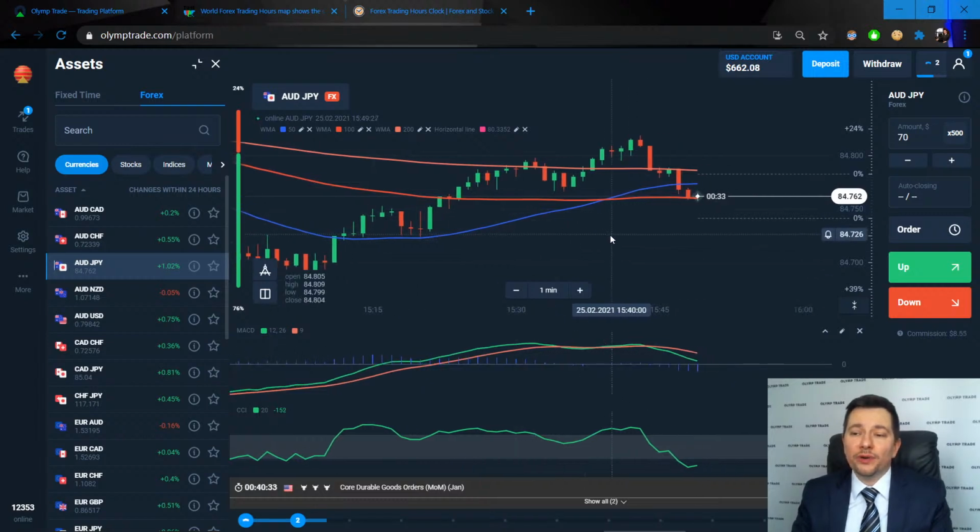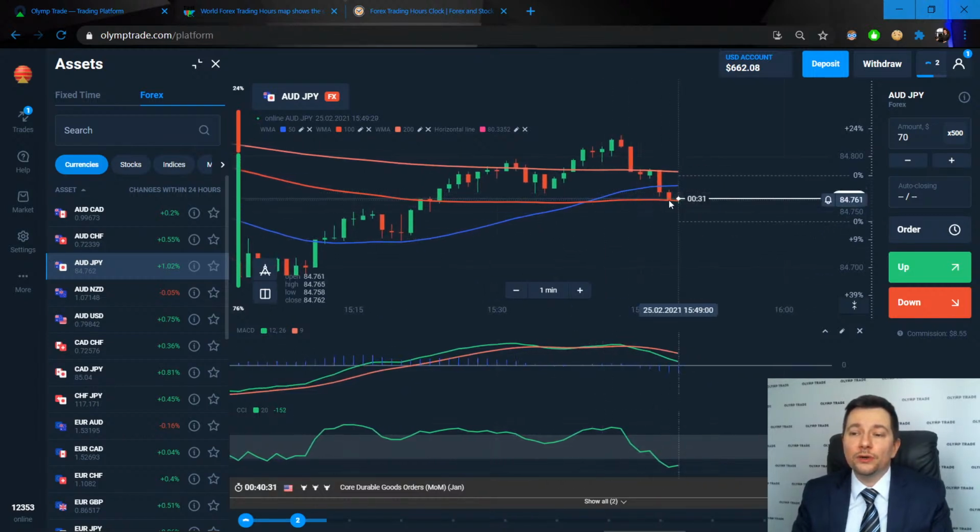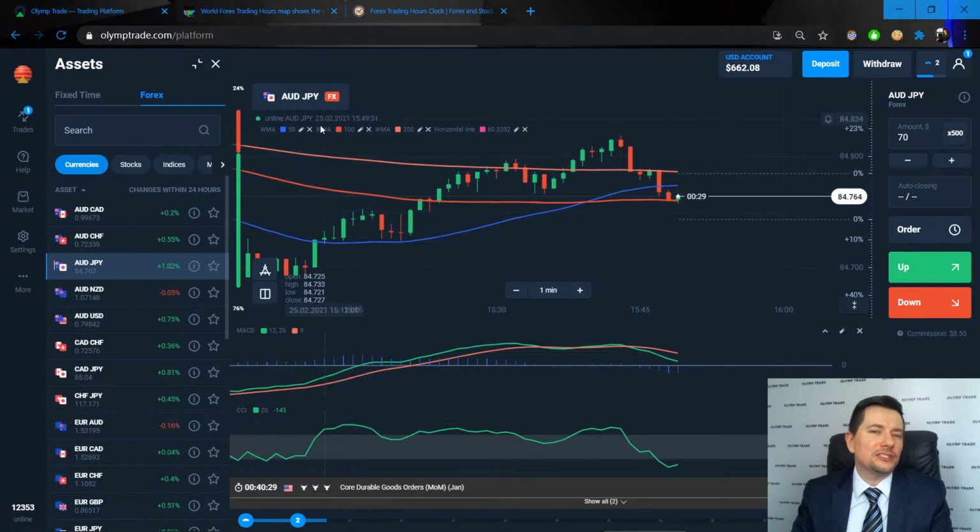So guys, have a look. Price has dropped down to the 100 weighted moving average. WMA stands for weighted moving average. And now we're having our first signal of a correction.